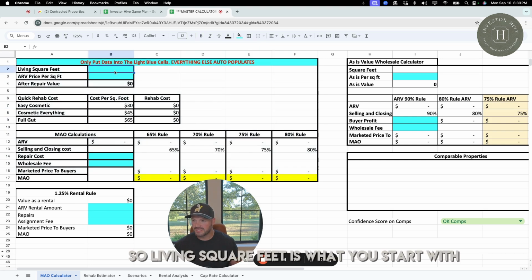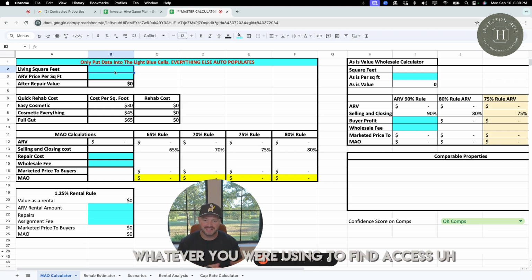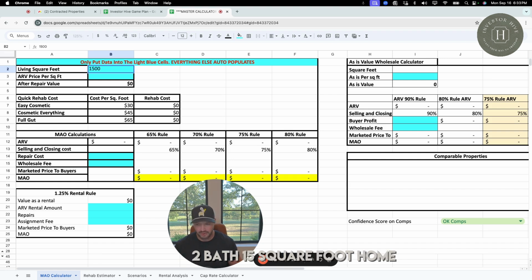So living square feet is what you'd start with. You find that on the county records. Sometimes Zillow might have it. You find it on the MLS, whatever you were using to find access to the details about the property. So for this sake, we'll say it's a very standard 3-bed, 2-bath, 1,500 square foot home.